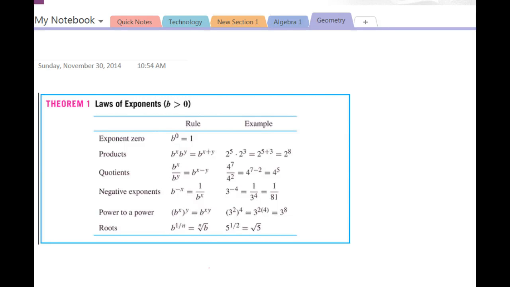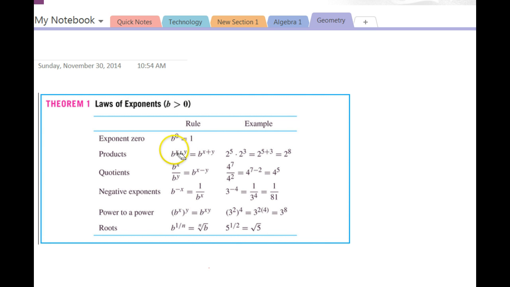Lo que vamos a hacer es un repaso de cómo utilizar las potencias, las leyes de potencias, law of exponents. So let's go and do some review on how to apply these. First of all, you see the exponent 0. When you have exponent 0, you're always going to get 1. When you're multiplying, you're going to add the exponents.